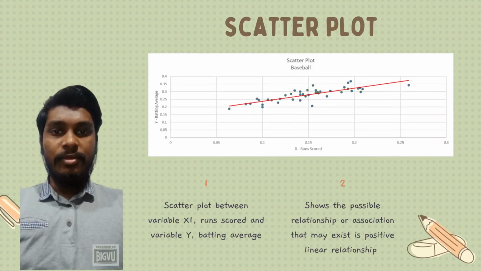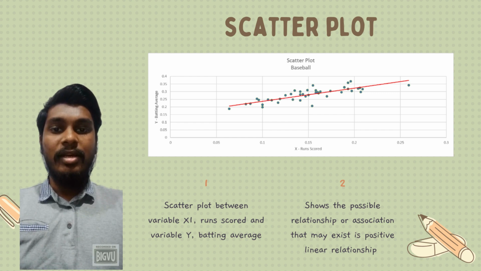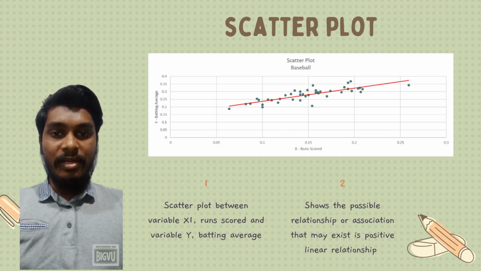First of all, to conduct a simple linear regression analysis, we need one independent variable and one dependent variable to investigate and explain the relationship between the two variables. The graph shows a scatter plot of data between variable x, which is x1 run score, and variable y, which is batting average. The plot pattern shows that the possible relationship is a positive linear relationship, because when we put a straight line it slopes upwards.